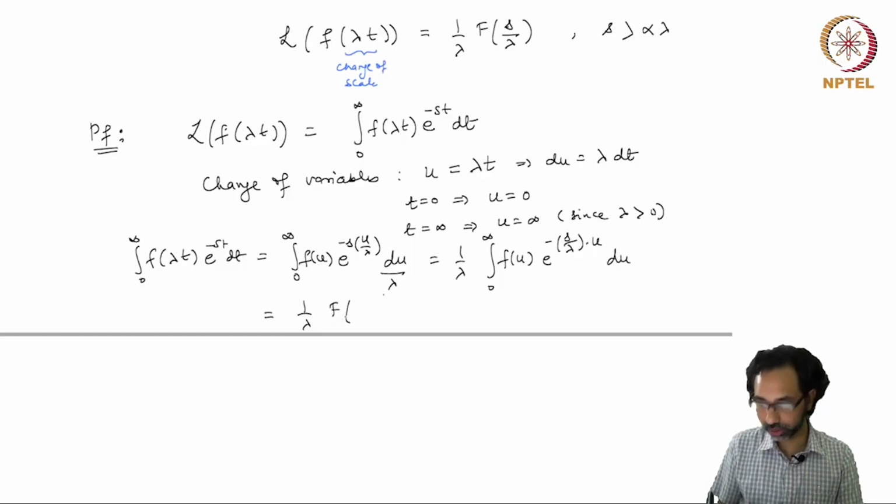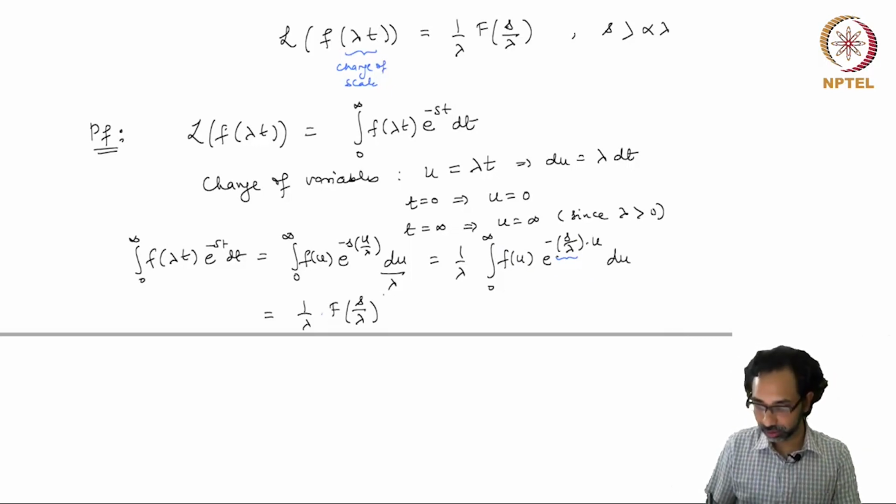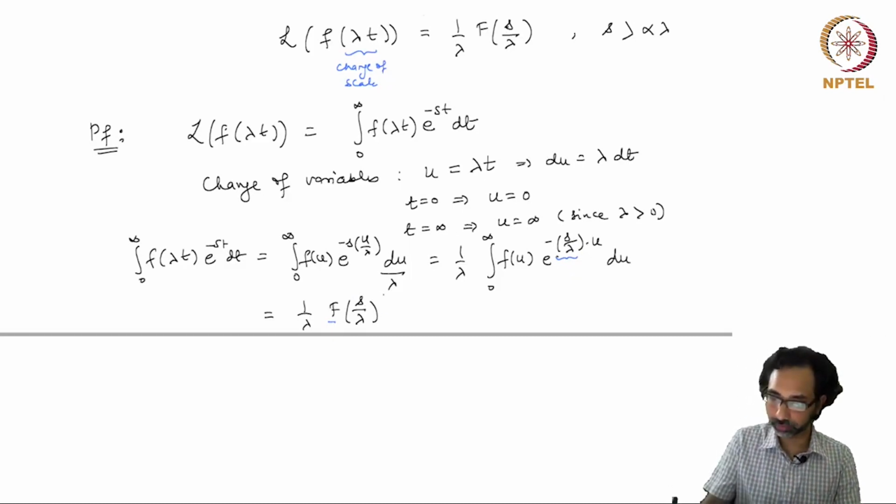of the original function f t, evaluated at the point s over lambda, because you have this coefficient as s over lambda. The other parts of the integral remain the same. So this is just the Laplace transform of f evaluated at the point s over lambda.